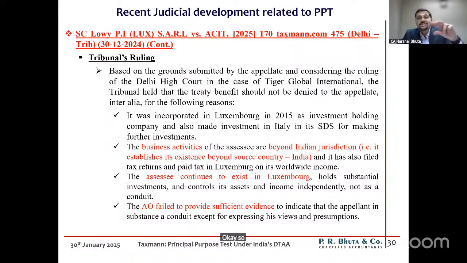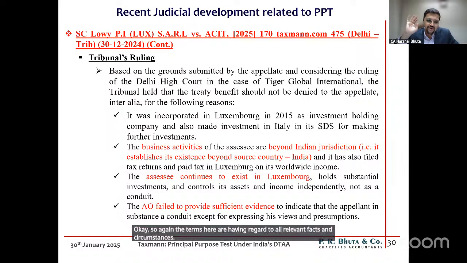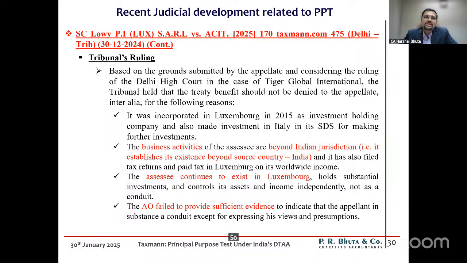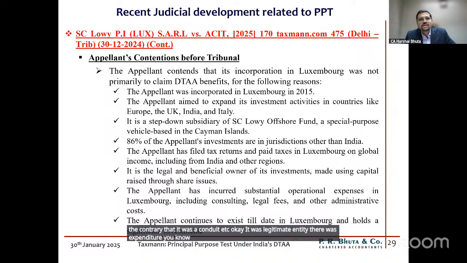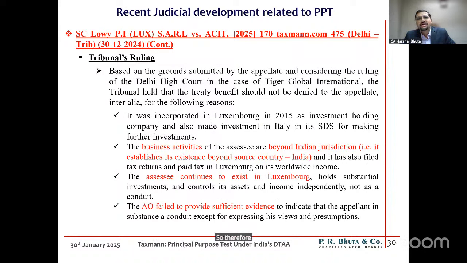So it was basically the substance that was shown and a holistic analysis. Okay. So again, the terms here are having regard to all relevant facts and circumstances. On a holistic analysis, it concluded that yes, PPT has been satisfied. You cannot deny the treaty benefit. And again, the A also failed to provide evidence to the contrary, that it was a conduit, etc. It was a legitimate entity. There was expenditure, legal expenditure, consulting, administrative, operational, etc. So therefore, you cannot deny the benefit.